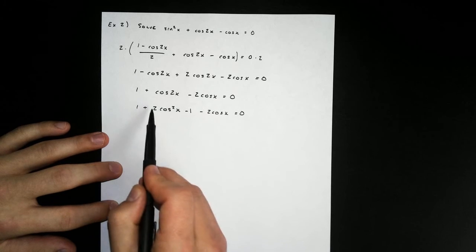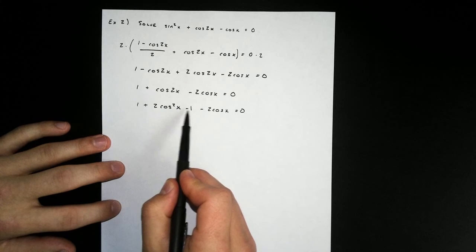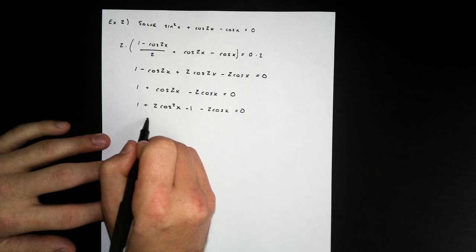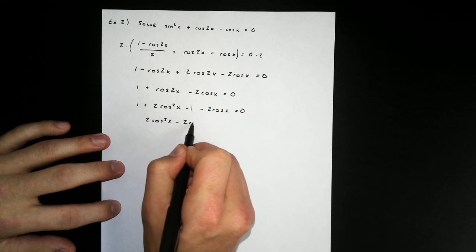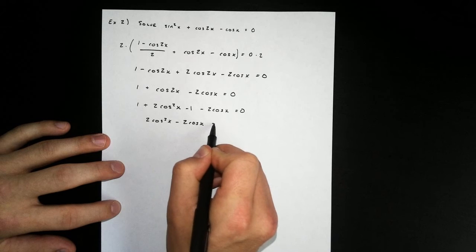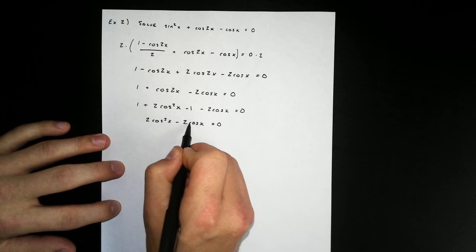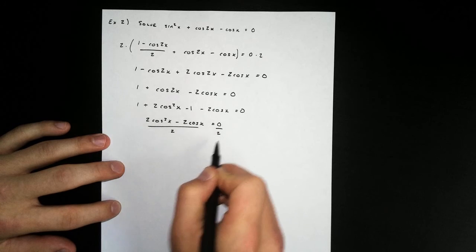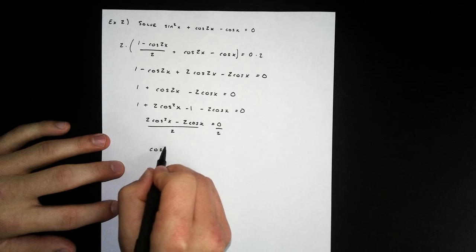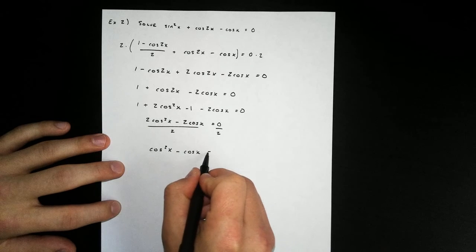And hopefully you can see that that is going to help us out quite a bit. 1 minus 1, okay, so that's going to give us 0. Taking a look at what we're left with, they both have a common factor of 2, so we can divide that out. I'm just dividing both sides by 2. So the cosine squared of x minus the cosine of x is equal to 0.